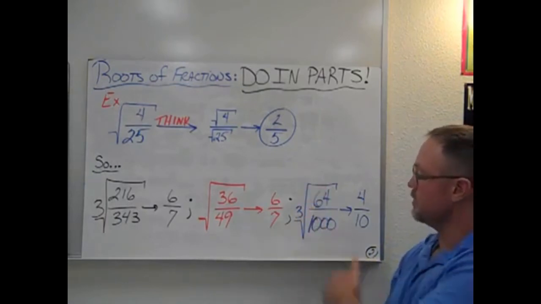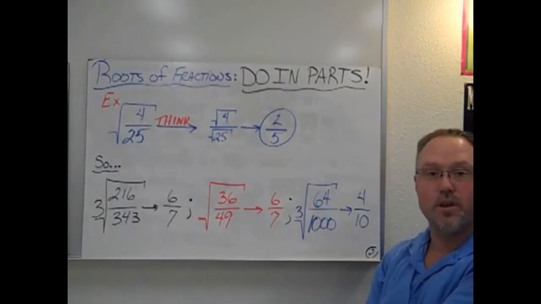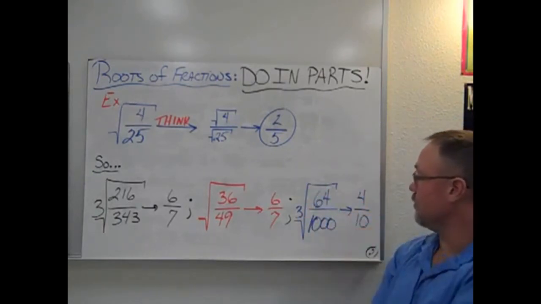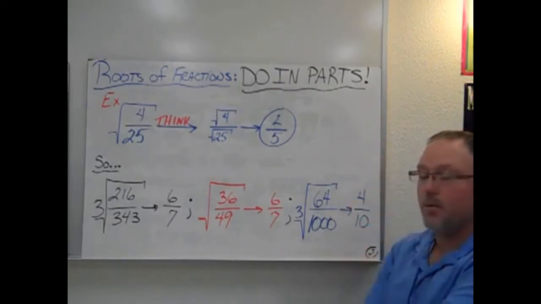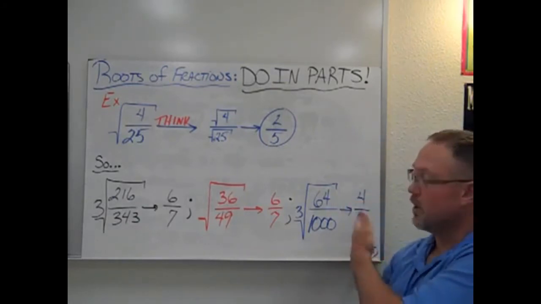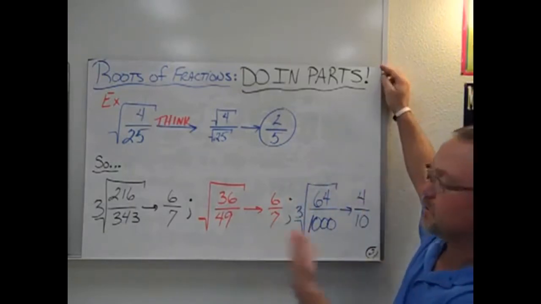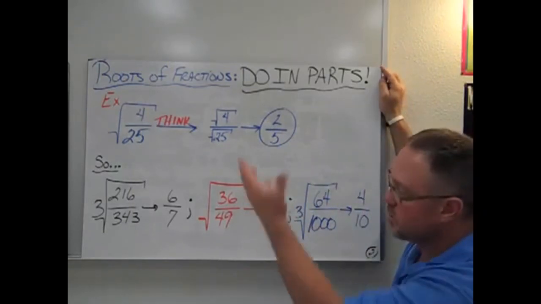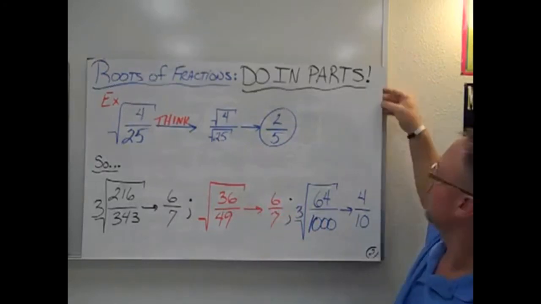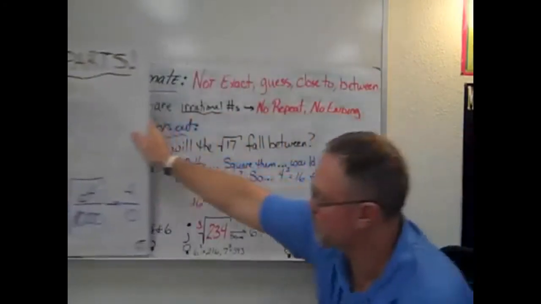Our last example is cube root of 64 over 1,000. So we have 4 over 10. And you may want to reduce that if they ask you to. If not, we'll just leave it as that. But we'll probably have you reduce it as we go. So nothing too difficult in this part. You're just doing it in different sections with the roots.